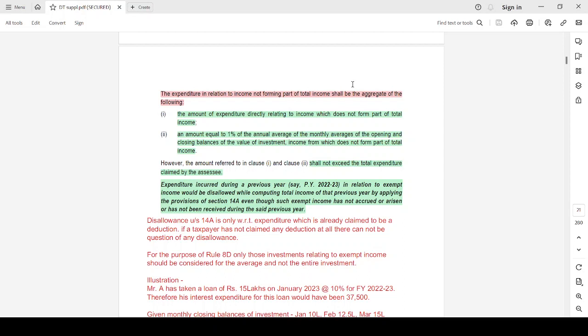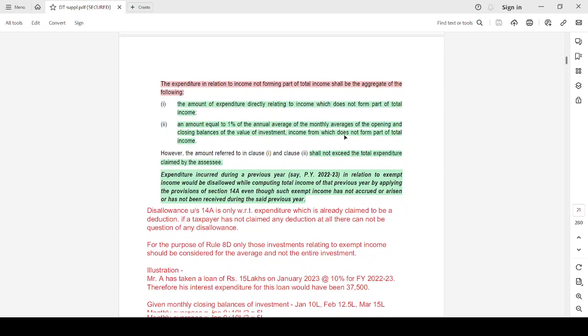Which means you have to add two things. What are the two things? The amount of expenditure directly relating to the income which does not form part of total income. I have incurred some expenditure which is directly linked with earning an exempt income. For example, it could be the interest. Okay, I have some agricultural activity. Agricultural income is exempt, right? For that I have taken some loan. Okay, so on that loan I am paying some interest. This is directly attributable to the exempt income, right? So this is not to be allowed as a deduction.